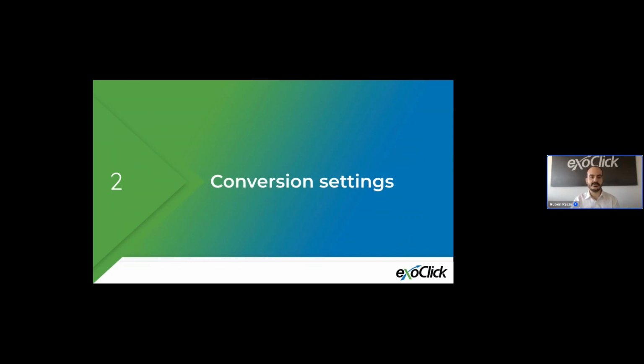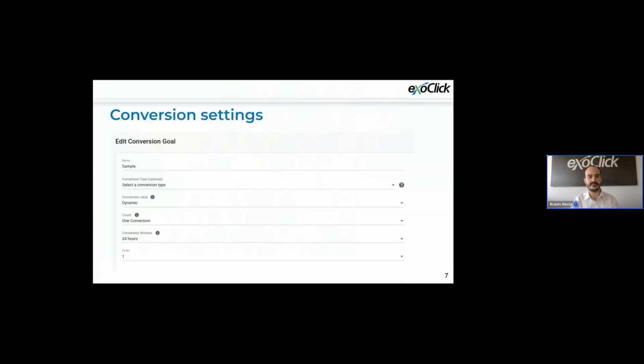Now, in order to do conversion tracking in ExoClick, the very first step that you need to do is to create a conversion goal in ExoClick. A conversion goal contains the following settings. We will review them one by one. Let's start with the very basic setting, which is the name.